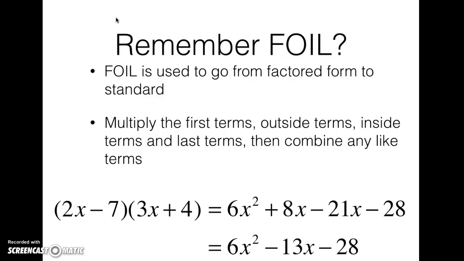So here we have the first terms. 2x times 3x gives us 6x squared. The outside terms, 2x times 4 gives us 8x. Inside terms, negative 7 times 3 gives us negative 21x. And the last terms, negative 7 times 4 gives us negative 28. Finally, we combine any like terms that we have. 8x minus 21x gives us negative 13x.